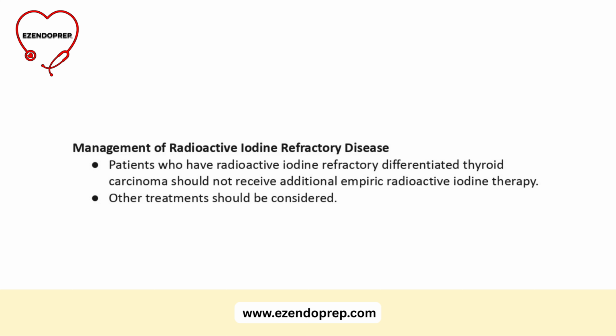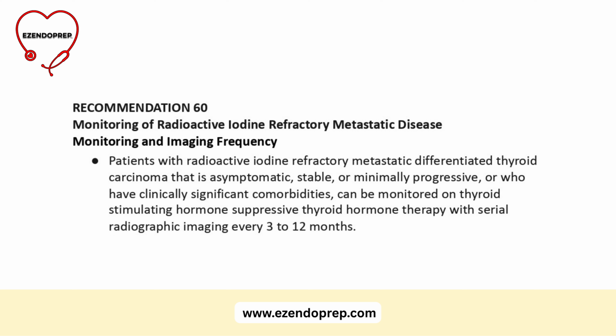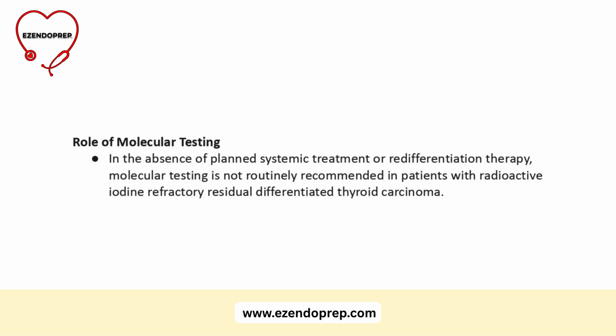How do we monitor refractory disease? If the disease is stable, asymptomatic, or only minimally progressive, these patients can often be followed on thyroid hormone suppression with imaging every 3 to 12 months. Molecular testing is not recommended unless systemic treatment or an attempt at redifferentiation is being planned.